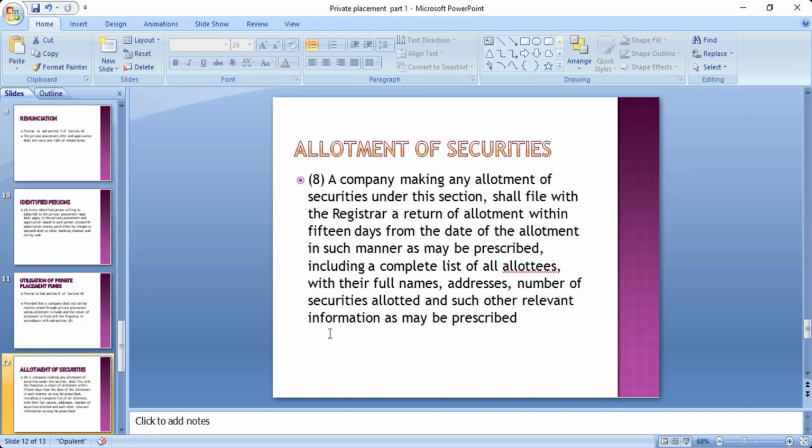All allottees with the full name, address, number of securities allotted, whether at par value or premium, and all other things are to be mentioned. And such other relevant information as may be prescribed means they have to include the occupation also, in addition to the above details. So the complete list of allotment of securities has to be attached along with the board resolution and filed with the Registrar of Companies.